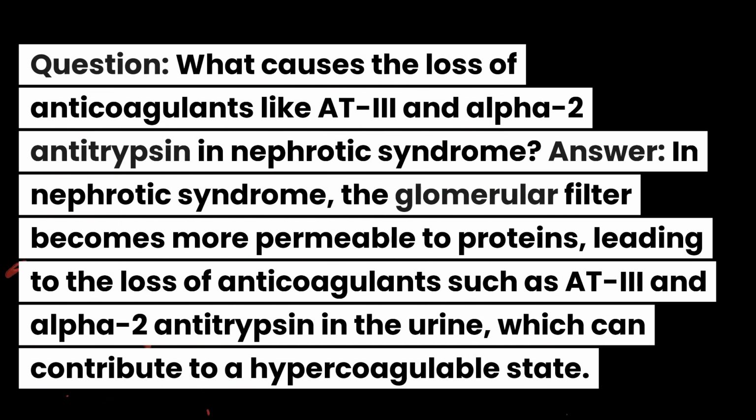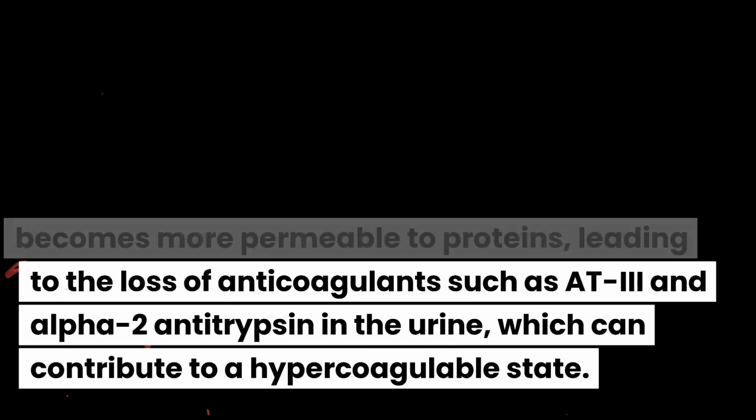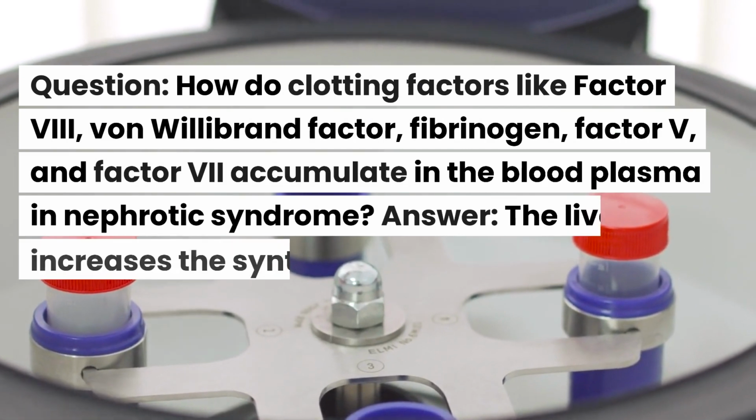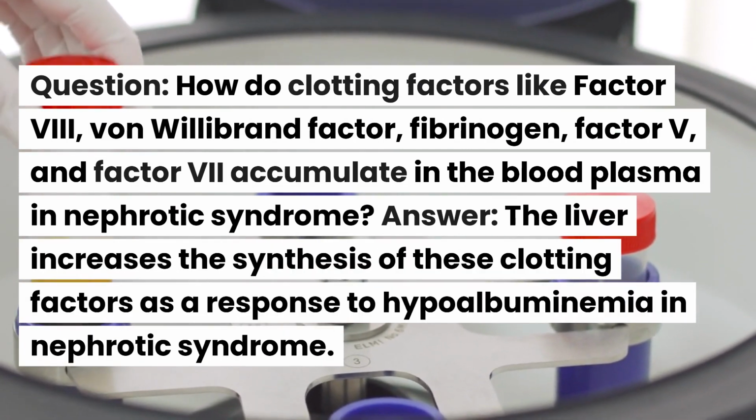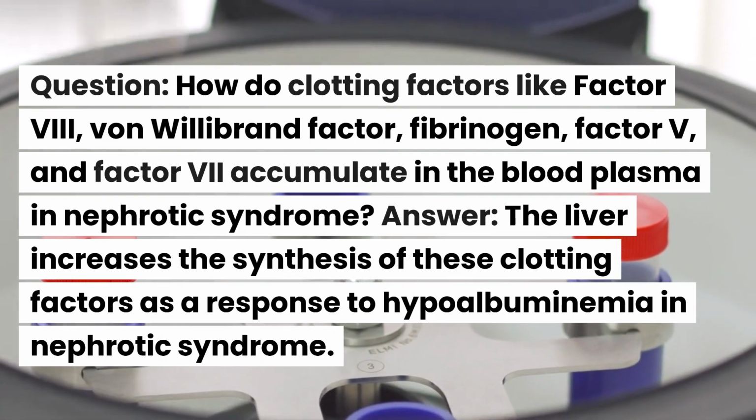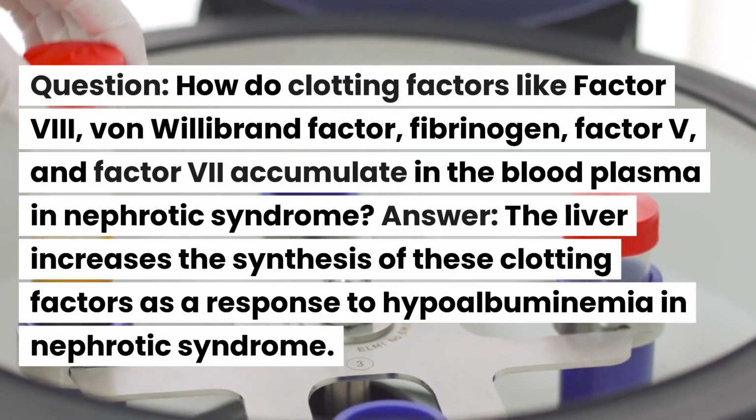Answer: in nephrotic syndrome, the glomerular filter becomes more permeable to proteins, leading to the loss of anticoagulants such as AT3 and alpha-2 antitrypsin in the urine, which can contribute to a hypercoagulable state. Question: how do clotting factors like factor VIII, von Willebrand factor, fibrinogen, factor V, and factor VII accumulate in the blood plasma in nephrotic syndrome?